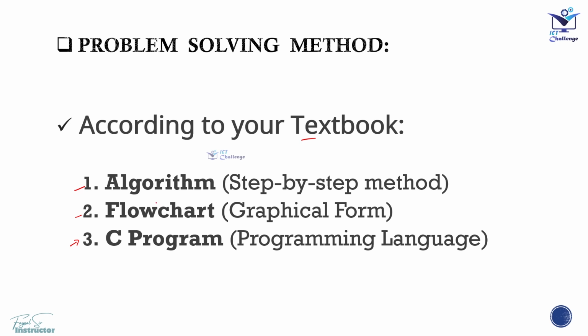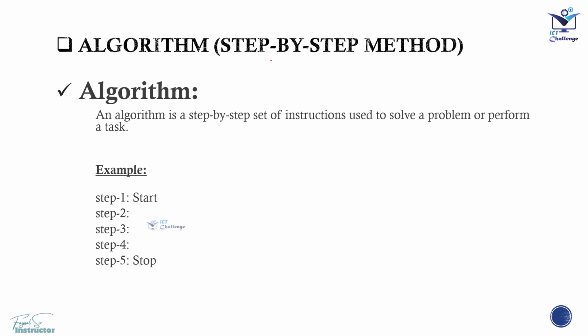Now we have to know about the algorithm in detail. Algorithm means the step by step method. An algorithm is a step by step set of instructions used to solve a problem or perform a task. That means if you want to solve a problem, then you have to write down the solution method as step by step instructions, and this is called an algorithm. Okay, this is very simple. We have an example here.